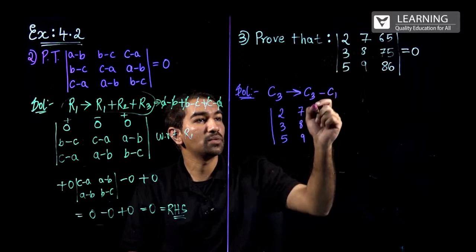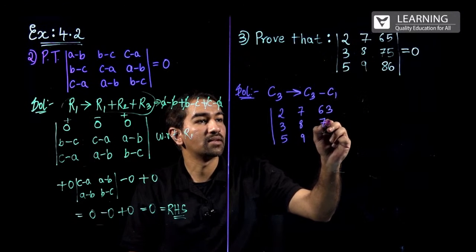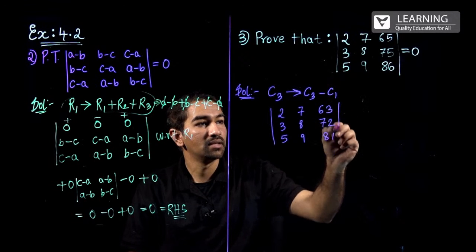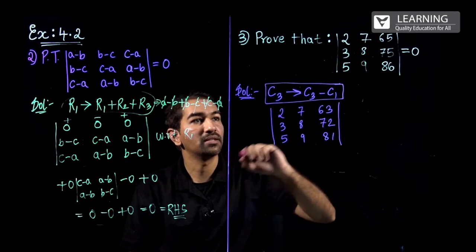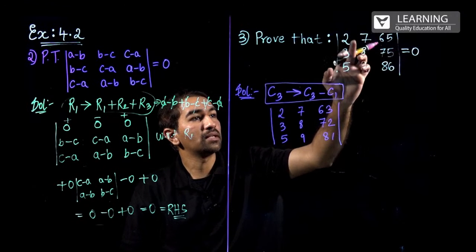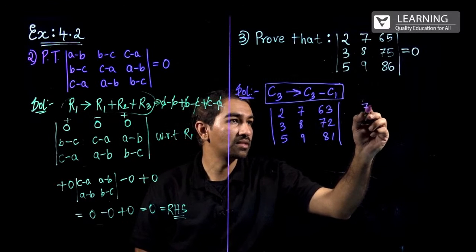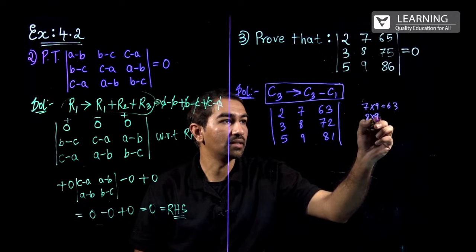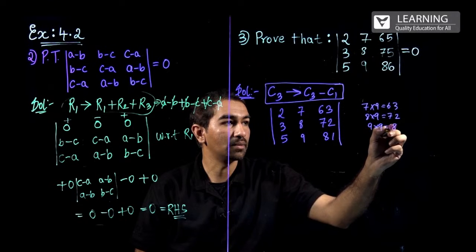Now 65 minus 2 is 63. 75 minus 3 is 72. And 86 minus 5 is 81. Now why did we do this operation? And how do we know that we have to conduct this operation? Very simple, students. Just observe the numbers. 65 minus 2 is 63, right? And 7 nines are 63. Note this. 7 into 9 equals 63. 8 into 9 equals 72. And 9 into 9 equals 81.